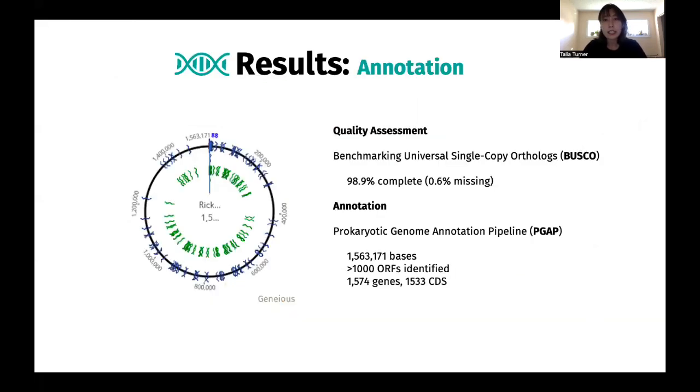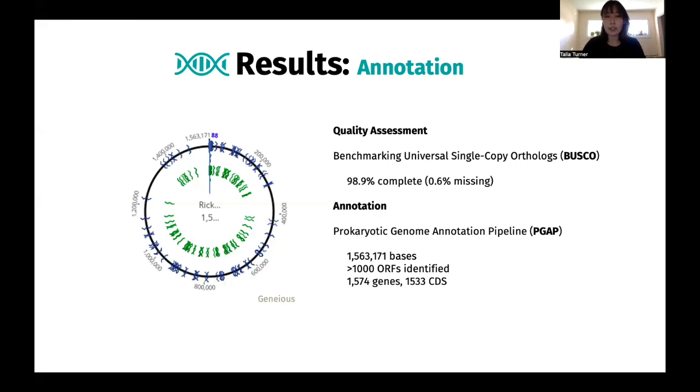So we first conducted a quality assessment using BUSCO, or the Benchmarking Universal Single-Copy Orthologs. And we ended up with a value that was 98.9% complete, with only 0.6% of our genome missing. Our annotation was then done using the Prokaryotic Genome Annotation Pipeline, which is a bioinformatic software which was accessed using a remote computing cluster called ARC. So of the 1.5 million bases, we identified over 1,000 open reading frames with around 1,500 genes and coding sequences.